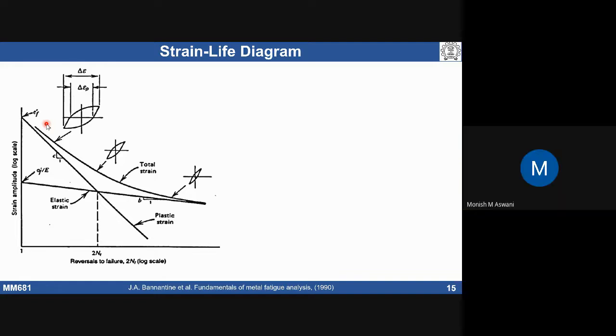Sir, can you explain these two phases again, to the left and to the right of the equilibrium number of cycles? These are called transition.